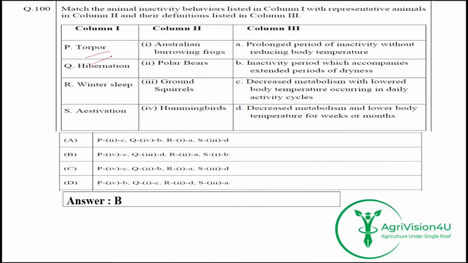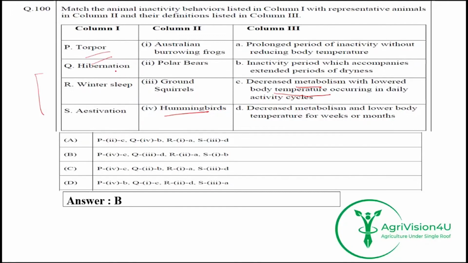So we have torpor. Torpor is basically exhibited by the hummingbirds. And exactly what it is, it is basically an everyday hibernation, we can say. It occurs in a daily cycle in which the metabolism is decreased with lowering of the body temperature. Now, in some of them the body temperature is not lowered, but in this, the body temperature is lowered and the metabolism is decreased. Fine. And it occurs daily, in the daily activity cycle for some time. So it is exhibited by the hummingbirds.